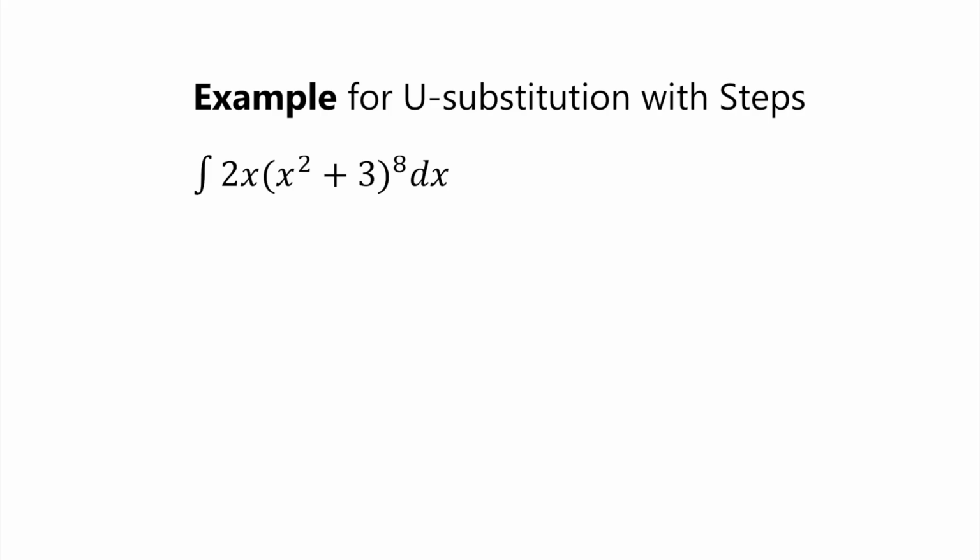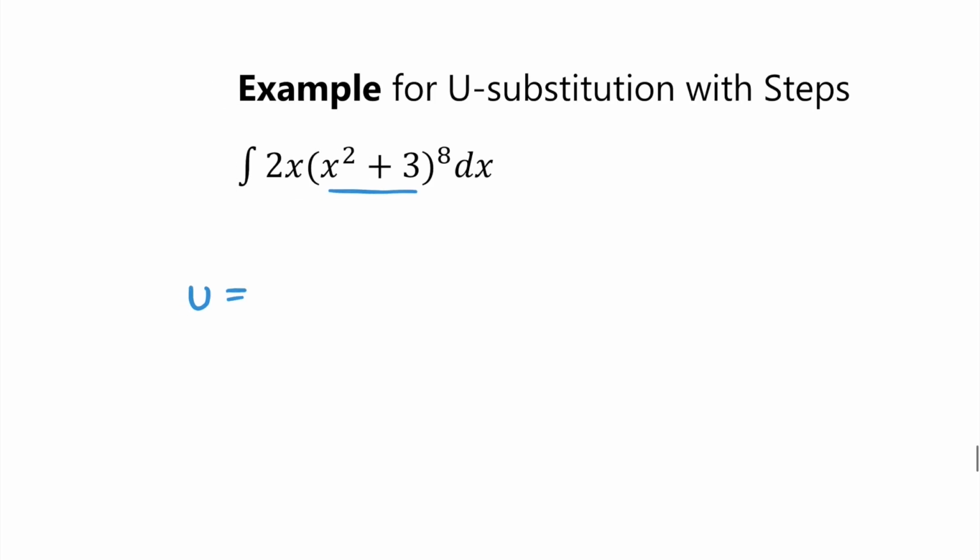So the first thing I'm going to do is try to make this more simple. U is going to be equal to x squared plus 3. That way, I can put this as u to the 8th power. The problem with that is we have 2x and dx, and we have u's. You can't have u's and x's all at the same time to find the antiderivative here.